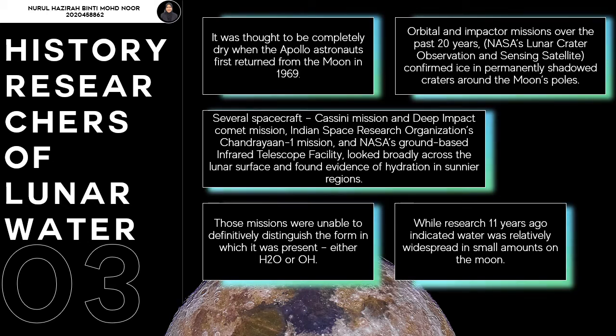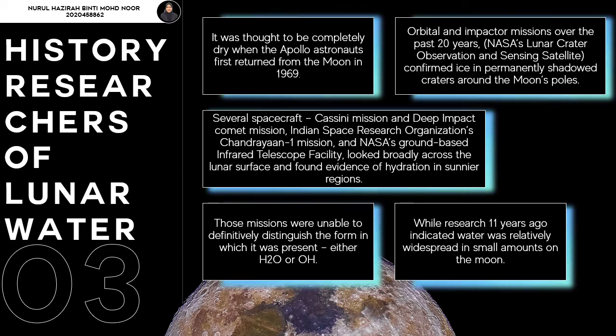When the Apollo astronauts first returned from the moon in 1969, it was thought to be completely dry. Orbital and impact missions over the past 20 years, such as NASA's Lunar Crater Observation and Sensing Satellite, confirmed ice in permanently shaded craters around the moon's poles.